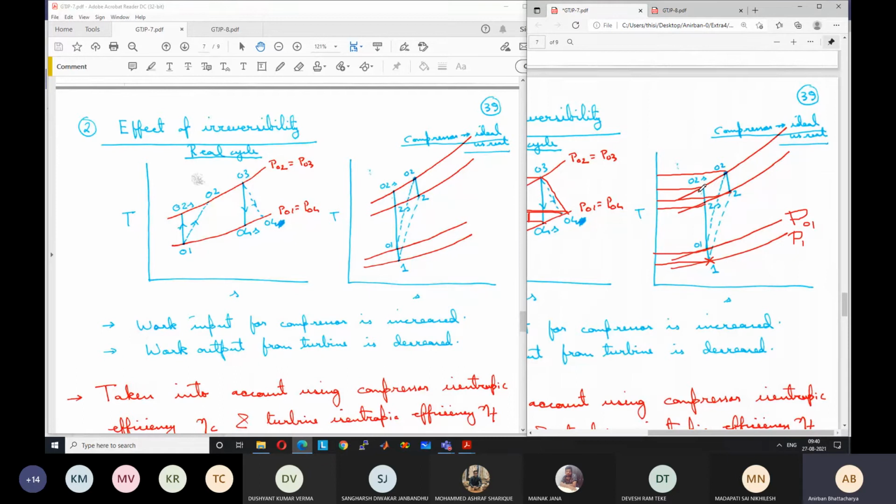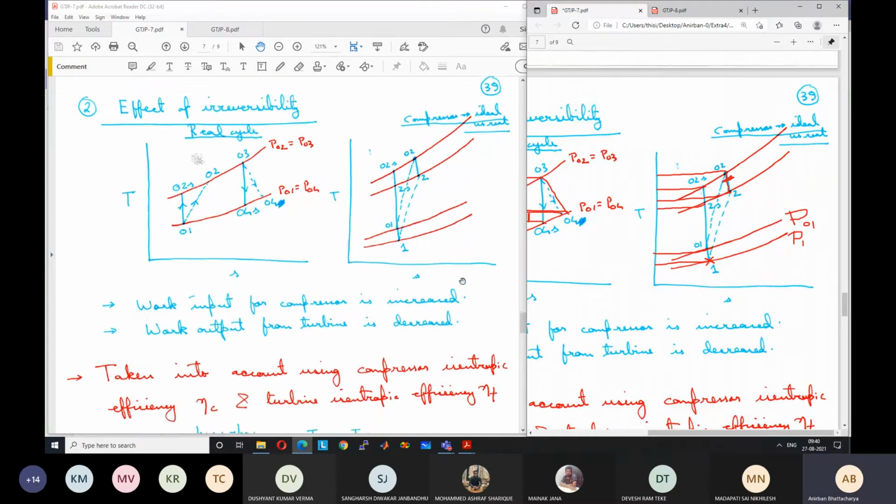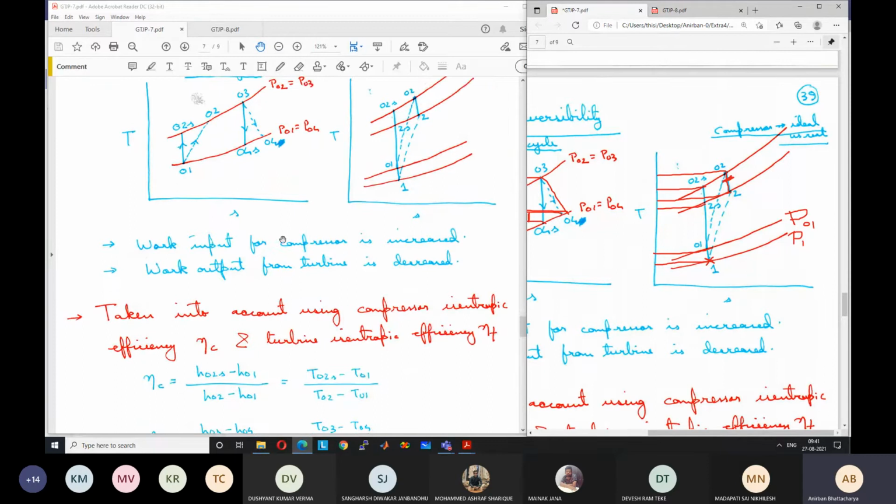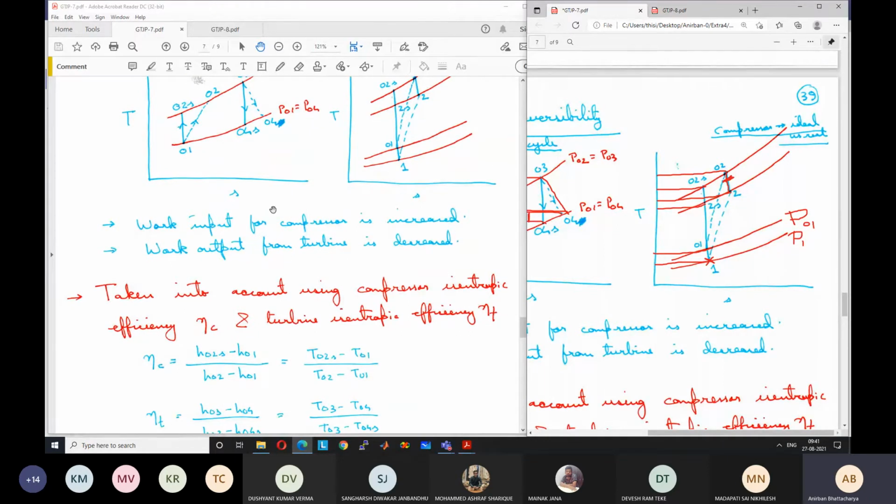Again, 2 and 02 are related. P02 by P2 is equal to (T02 by T2) to the power gamma by gamma minus 1, and T02 is equal to T2 plus V2 square by 2Cp. Similarly, T02s is equal to T2s plus V2s square by 2Cp. So to summarize, the work input for the compressor is increased, and the work output from the turbine is decreased. So we are losing from both sides. Work input increases for the compressor, work output decreases from the turbine, so efficiency decreases by quite a bit because of this.